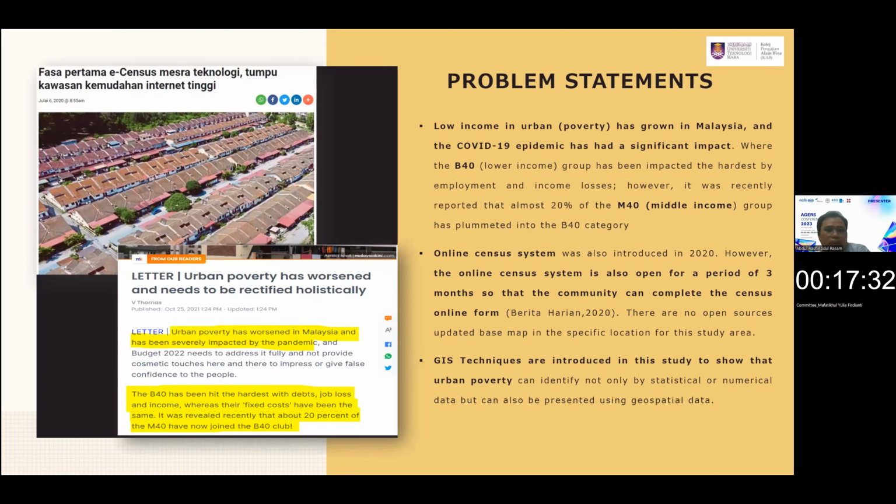So the problem statement is about low income. Low income maybe is no problem for the rural area, but even though your income is higher, if you are staying or working in the highest urban area in Malaysia, it is no wonder if you are categorized as urban poverty. Even though we have a system, we call it the online census system, this system still has weaknesses, especially in getting reliable data. There is no database map, and this situation leads to drawbacks or some limitations for our agency in doing planning. So I believe that GIS has the potential to not only display the map, but also to analyze the real situation of the urban poverty scenario in Malaysia.